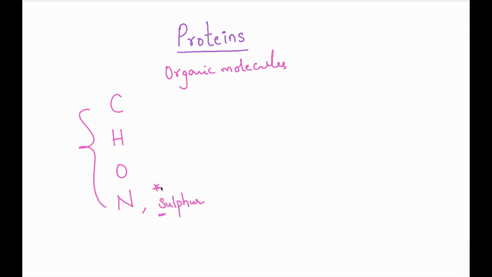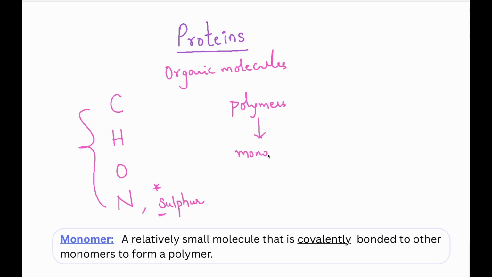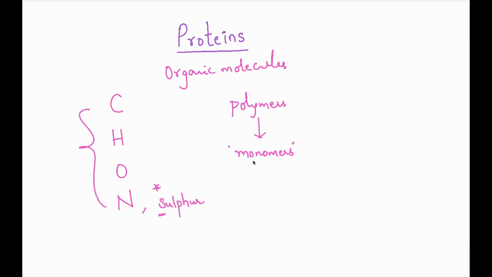Now proteins are also known as macromolecules or polymers because they are made up of many repeating units called monomers. All the proteins are actually made up of small repeating units called amino acids. So amino acids are the monomers or building blocks for proteins.